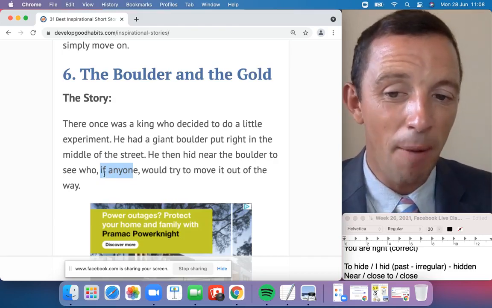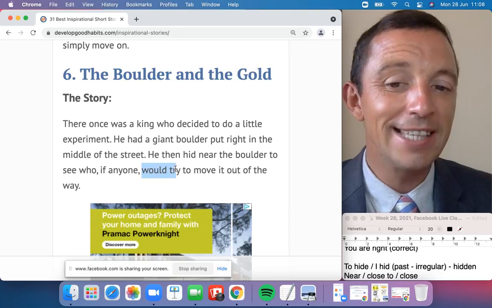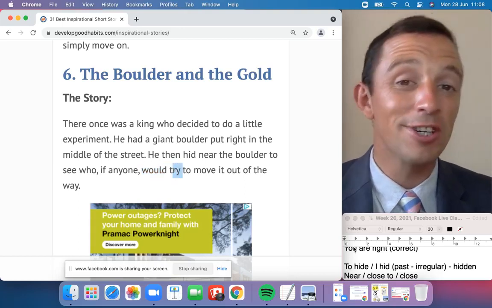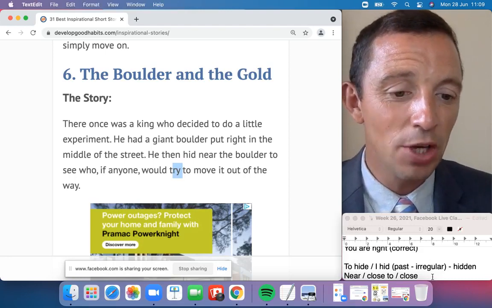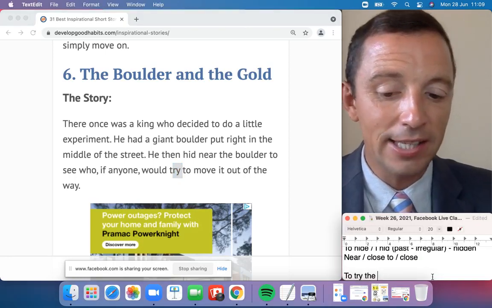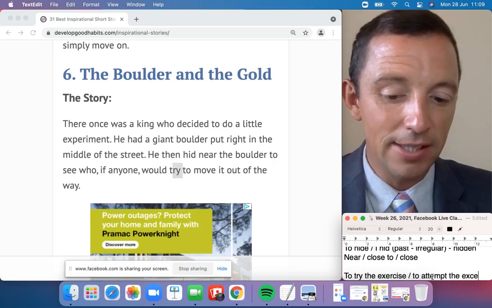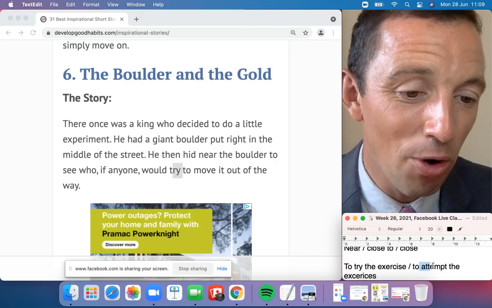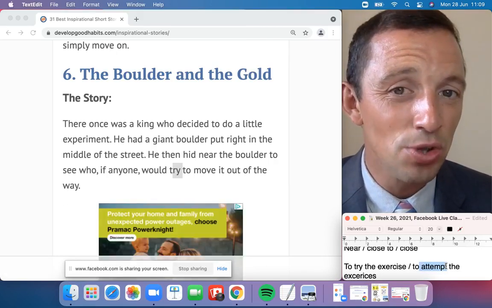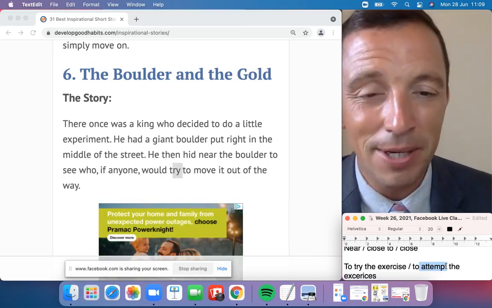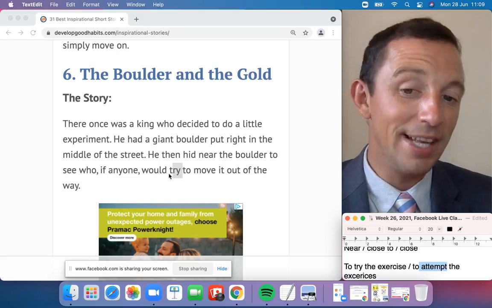If anyone, comma, who, the verb is would try. Okay, intentar is the verb try. Of course, the second verb that is similar to try is attempt, which is very important. So to try the exercise, the significance is to attempt the exercise. So the second verb is more fluent, more advanced, and the majority of the people use try, but a little bit better vocabulary is to attempt. Okay, and here they would attempt, they would try.